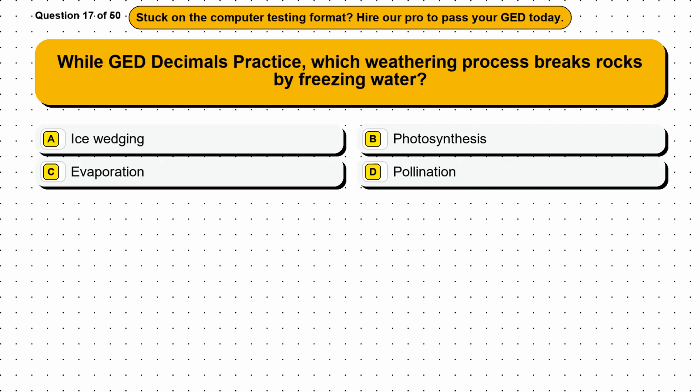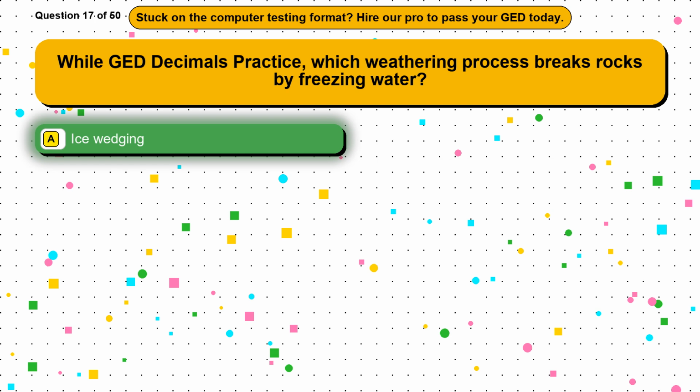Question 17. While GED Decimals Practice, which weathering process breaks rocks by freezing water? Option A, ice wedging. Option B, photosynthesis. Option C, evaporation. Option D, pollination. The correct answer is option A.